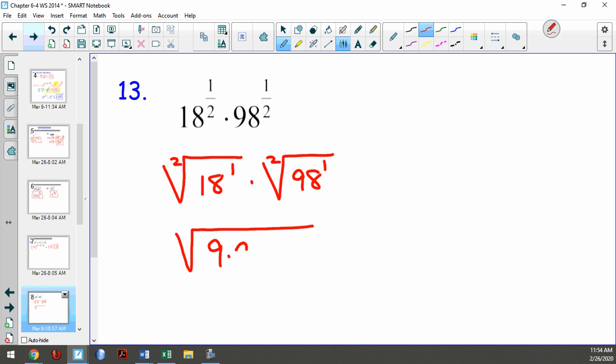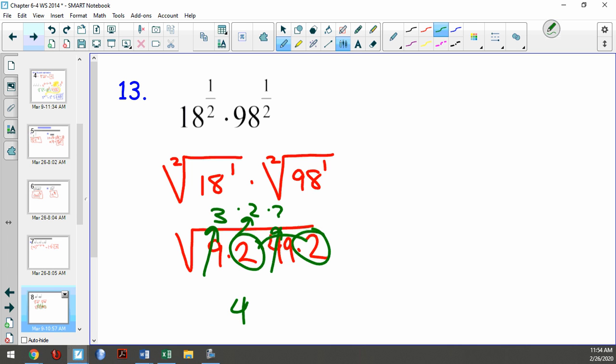18 is going to be 9 times 2. What is 98 divided by 2? 49. 49 times 2. So now, what's the square root of 9? What's the square root of 49? And then look, I have a pair of 2's, and that's going to come out to be a 2. So what is 3 times 2? Times 7? Times. Pretty cool, right? Yeah.